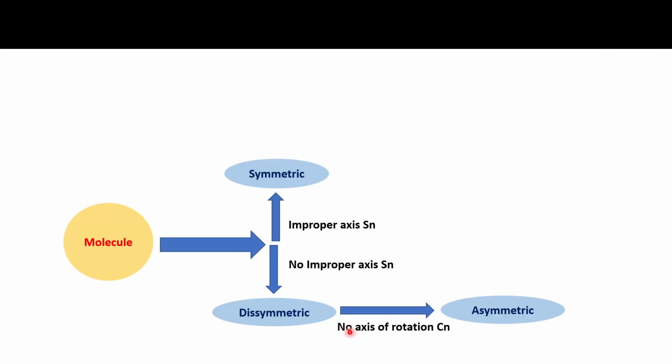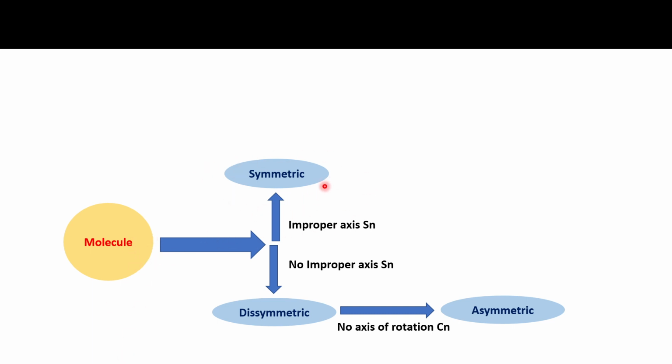So in today's class we are talking about some symmetry elements, how we can identify them. Then we talk about whether a molecule is chiral or not, and today we are talking about some cyclic molecules. But before starting this, we talk about simple molecules.